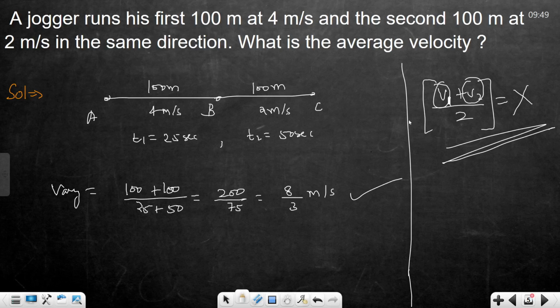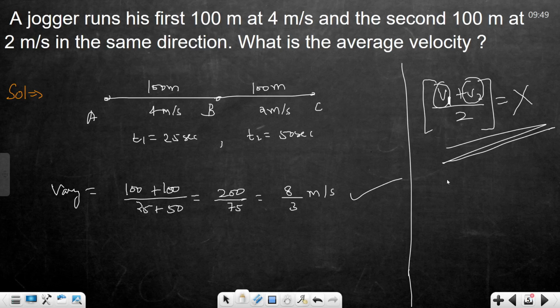Sir, when will we take mod for velocity? When we have to take the magnitude only. If the object is going in a different direction, suppose it is going in the left direction, then it will have a minus sign. When we take the mod, that gives you only the magnitude, that is 8/3, not the sign.